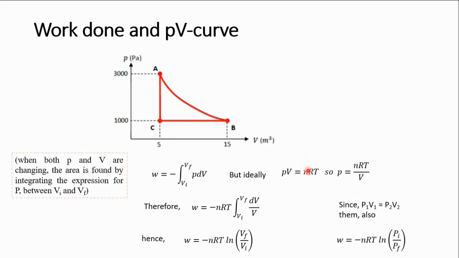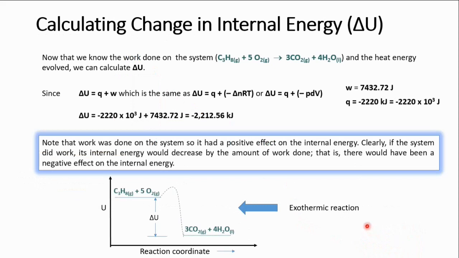So if somebody asks you to calculate the work for an ideal gas, 3 moles of an ideal gas at 25 degrees Celsius, when the volume is constant but the pressure changes from, let's say, 1 pascals to 3 pascals, then you'll use this one. Okay? Alright. That's how you calculate your work.